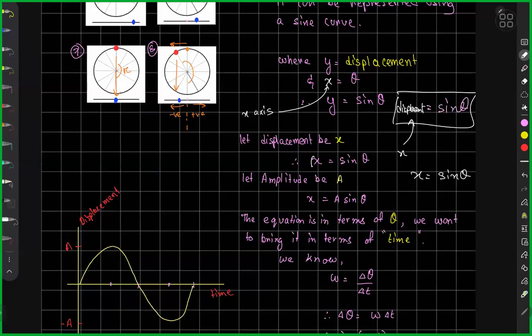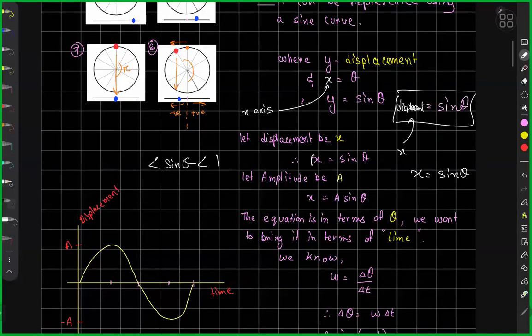Well, do you guys know the range of sine theta? How much can sine theta vary? What is the maximum value of sine? Not 90, the sine theta output. Whatever theta you put in, what is the maximum sine theta output? Yeah, one. And minus one. One and minus one.